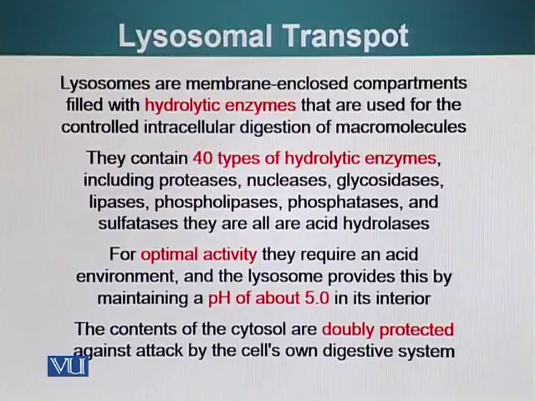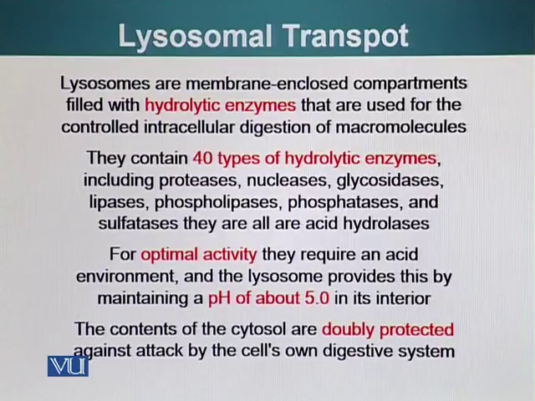Just to refresh you, lysosomes are membrane enclosed compartments filled with hydrolytic enzymes which convert polymers into monomers so that they can be recycled and used for other purposes. Lysosomes contain 40 types of hydrolytic enzymes including proteases, nucleases, and others. Basically all function in breaking down larger molecules into their monomer subunits. For optimal activity, these enzymes require a pH of about 5, which is acidic.